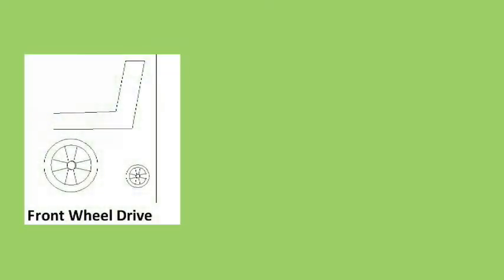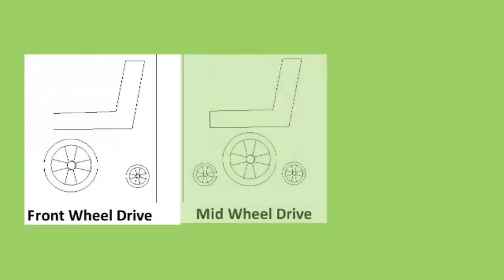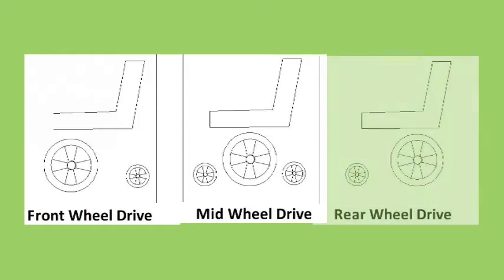You've got the front wheel drive. The propulsion wheels are located up front with caster wheels on the back. And you have mid-wheel drive. The propulsion wheels are located in the center. There are caster wheels in the front and in the rear. And you have rear wheel drive. The propulsion wheels are located towards the rear with front-mounted caster wheels. There are advantages and disadvantages to all three types.